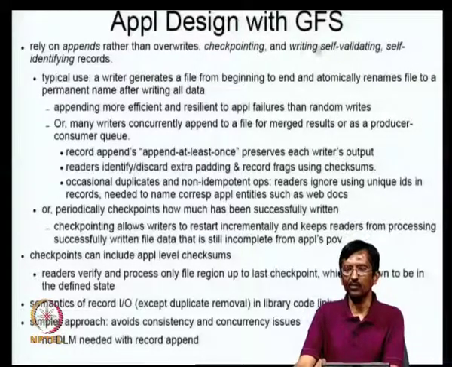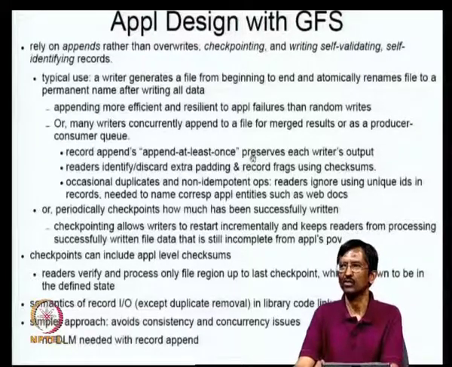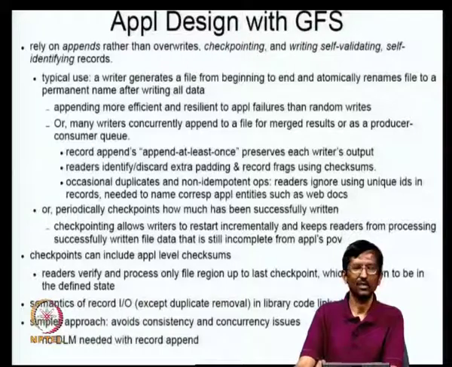Here it is done by self-validating, self-identifying records. So basically you write some sequence numbers, and those sequence numbers tell you whether this is an extra copy of the thing that has been written. So the application actually has to understand these things. It knows that these kinds of things can happen and has to proactively handle it.